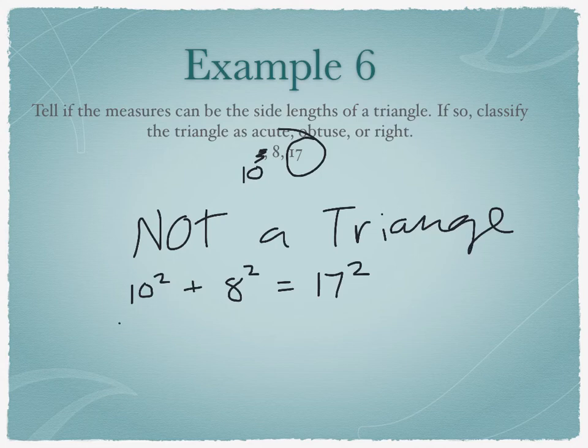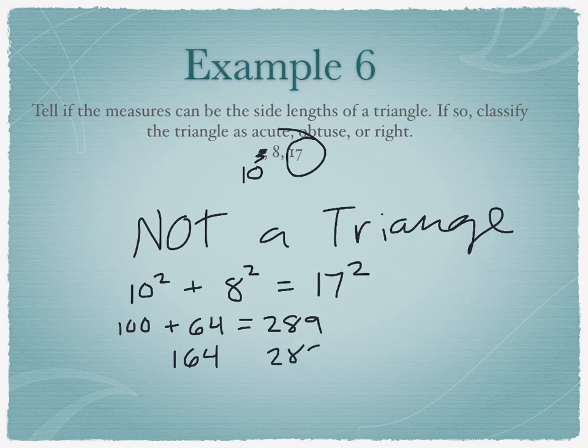So what's 10 squared? What's 8 squared? And what's 17 squared? 289. So what's 100 plus 64? 164. Is 164 greater than, less than, or equal to 289? It's less than. So since the c squared is bigger than the other two added together, what type of triangle is this? Obtuse.